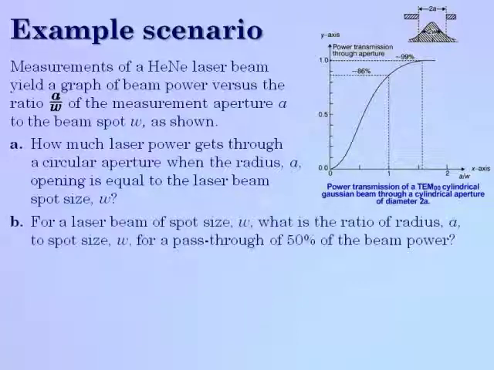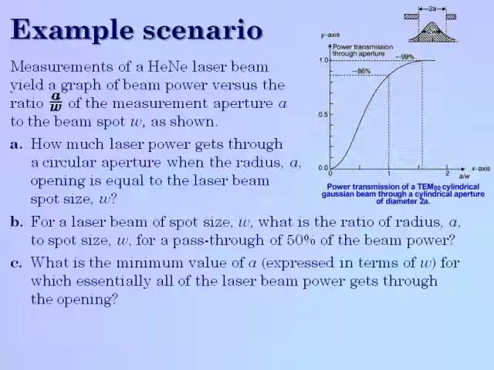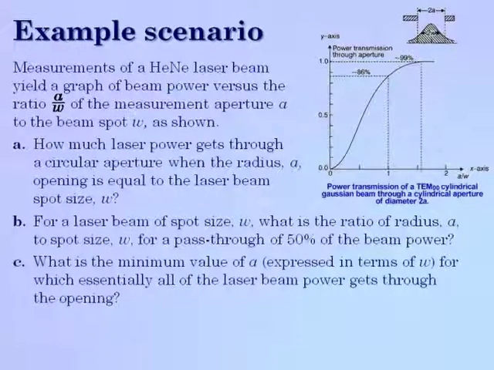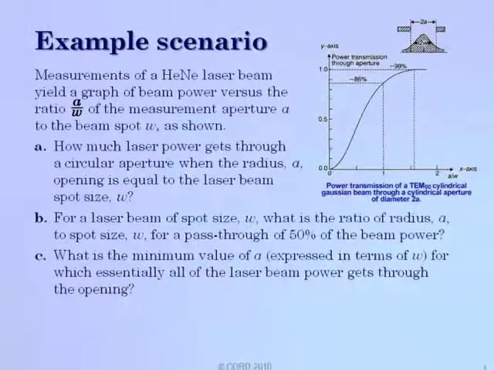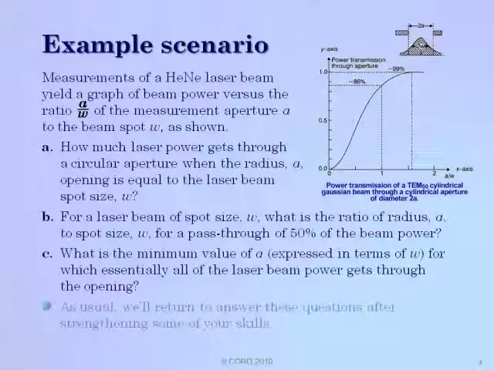Or, for a laser beam spot size W, what is the ratio of the radius A to the spot size W if only 50% of the power is getting through? Or, what is the minimum value of A? What's the smallest A can be in order for all of the laser beam power to get through that aperture? These are the kinds of questions that you may have to answer working with your lasers as a photonics technician, and we're going to learn how to do that in this module. For now, we'll put these questions aside and review some of the skills necessary to answer them.